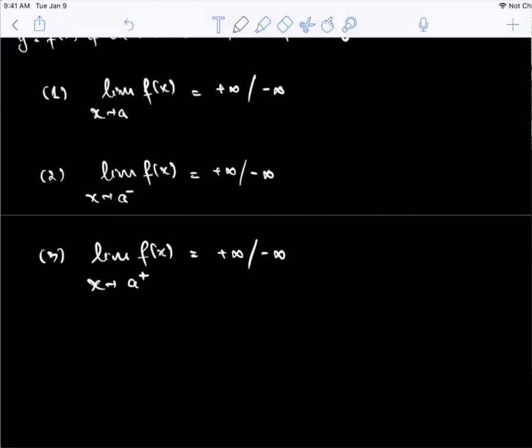This is not a fraction, okay? I'm just saying. Let me be careful here. So either positive infinity or negative infinity. When one of these is the case, then you have x equal to a as the vertical asymptote.